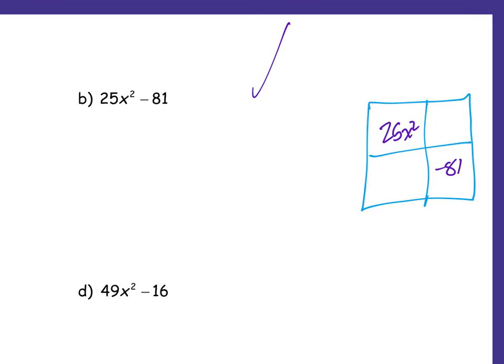So now I need two numbers that, I don't have a middle term, so that means it has to add to be 0 and multiply to be 81 times 25, 2025. I thought it had to add up to 81 or negative 81. Nope, that's only if A is 1, but A is not 1 this time. Does that make sense? Yeah.